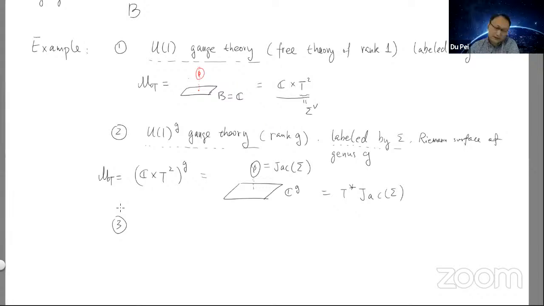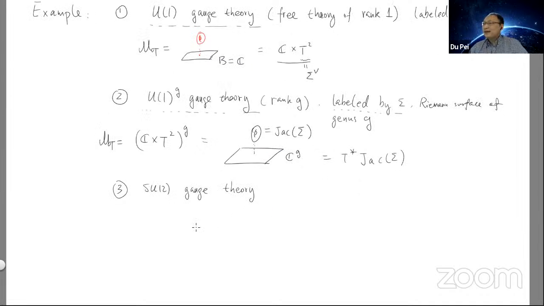Since SU2 was mentioned, let me talk briefly about the SU2 gauge theory. In the previous two examples, the fibration is trivial, but you certainly won't expect that this is true for the SU2 gauge theory because it's an interacting theory. It's no longer free. In this case, M_T is sometimes referred to as the Seiberg-Witten geometry.